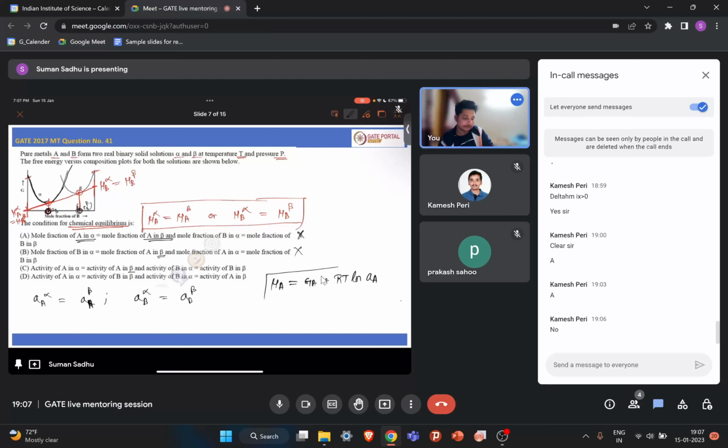Just a few minutes ago we derived this for an ideal solution. For an ideal solution we derived mu A is equal to G A plus RT ln XA, and for an ideal solution activity is equal to XA, right? So this is your activity relationship with mu A, and we know that at equilibrium mu A in alpha is equal to mu A in beta.